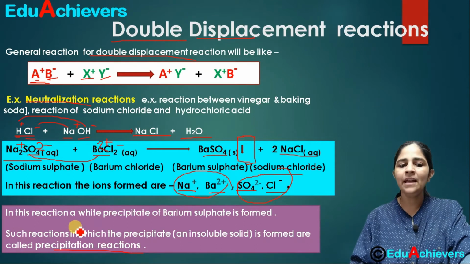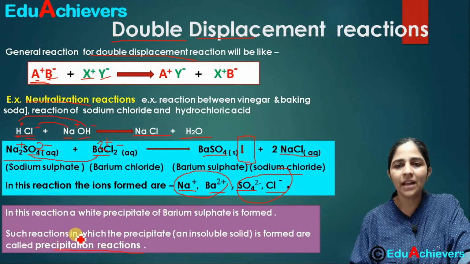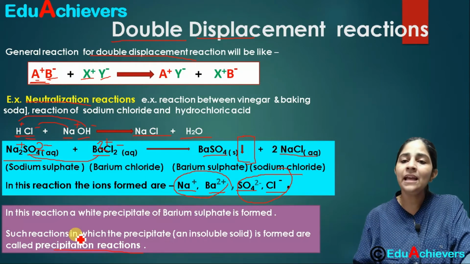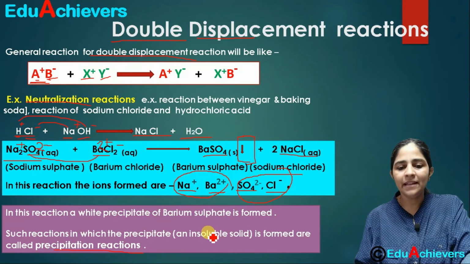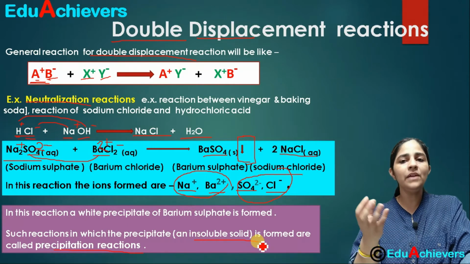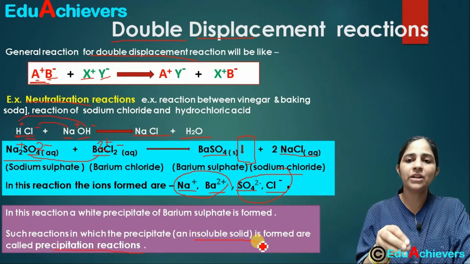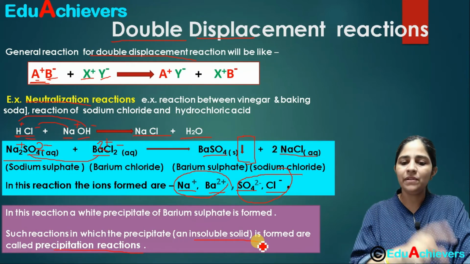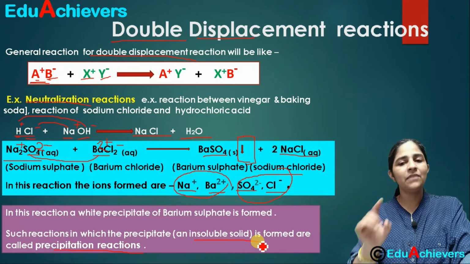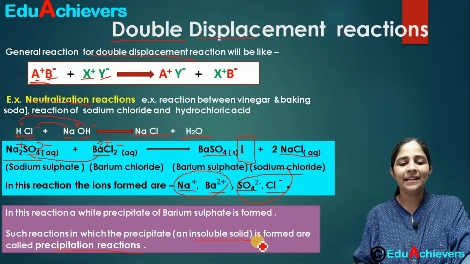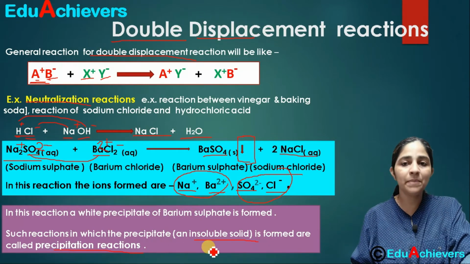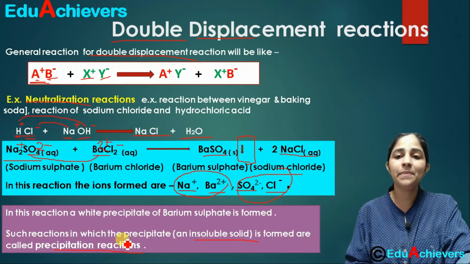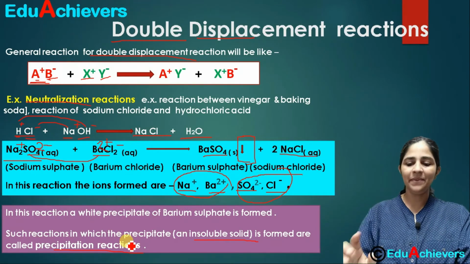Here why we are saying that? What is a precipitate? Any insoluble solid, the solid which is formed during a chemical reaction and which is not soluble in that solution, is called a precipitate, and we call it PPT in short. And the type of reaction in which these PPTs are formed is called a precipitation reaction.